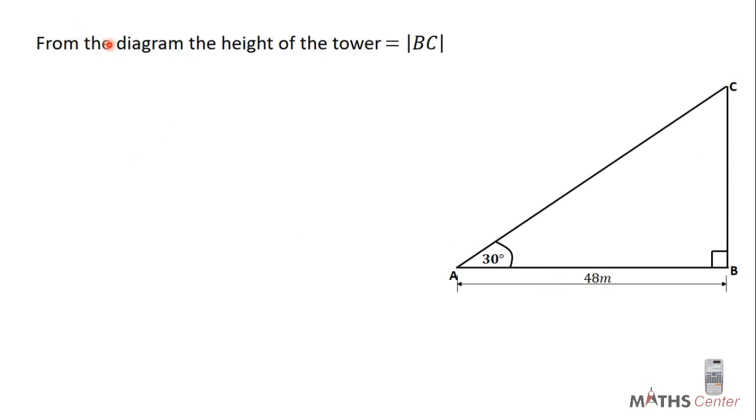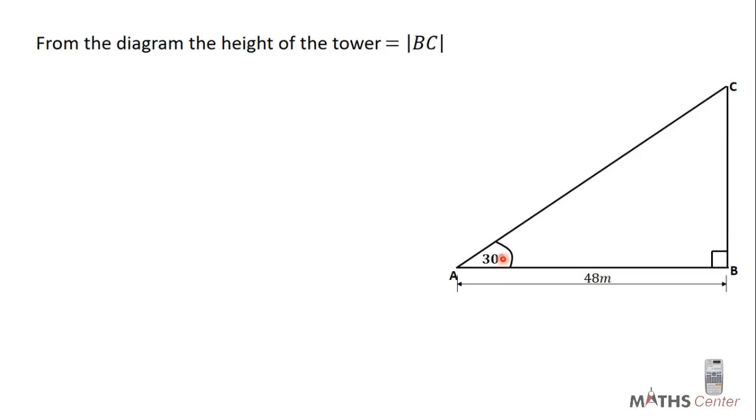So we say that from the diagram, the height of the tower is equal to the length BC. Now look at something. We have this angle here to be 30 degrees. BC is opposite to 30 degrees and AB, which is 48 meters, is adjacent to 30 degrees. We have 30 degrees, we have 48 meters, so we can find BC. As I said, BC is opposite to 30 degrees. AB is adjacent to 30 degrees. So we have opposite and we have adjacent.